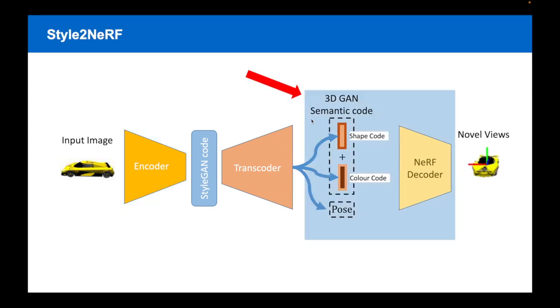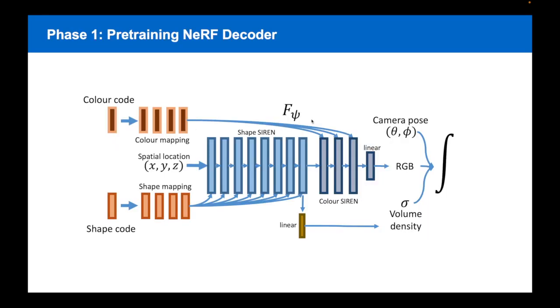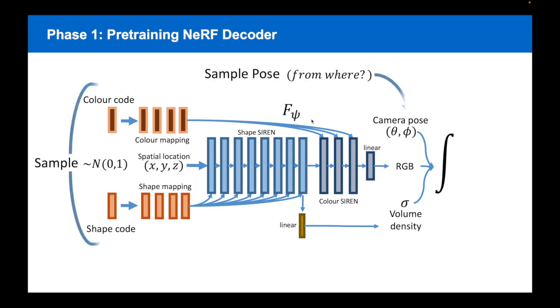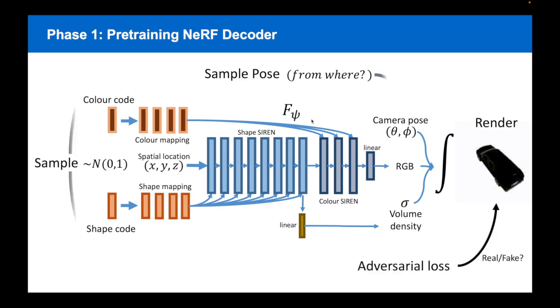Training is then accomplished in two phases. In the first phase, we pre-train the NeRF decoder like a GAN. And in this way, we sample color and shape codes, as well as camera poses, usually from a known distribution. And then we have an adversarial loss, which ensures that the renders look like they come from the training data.